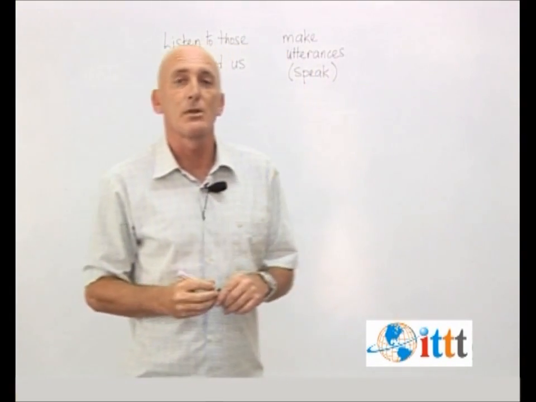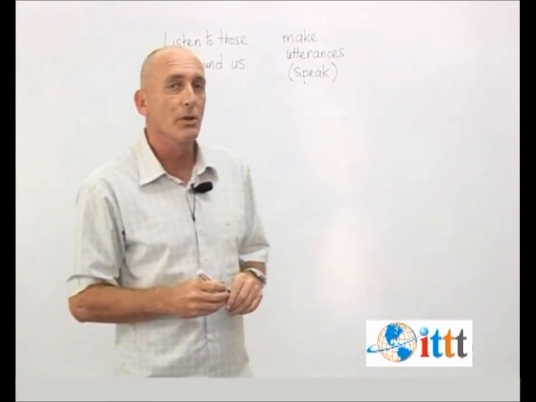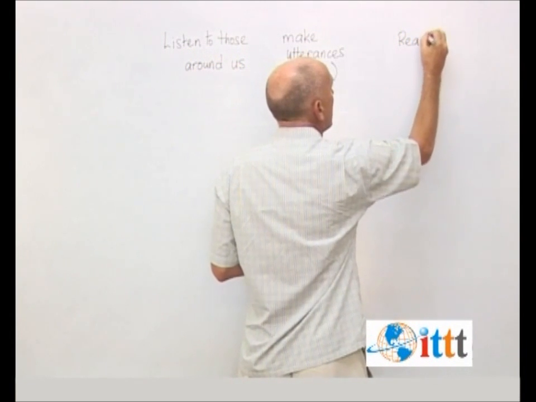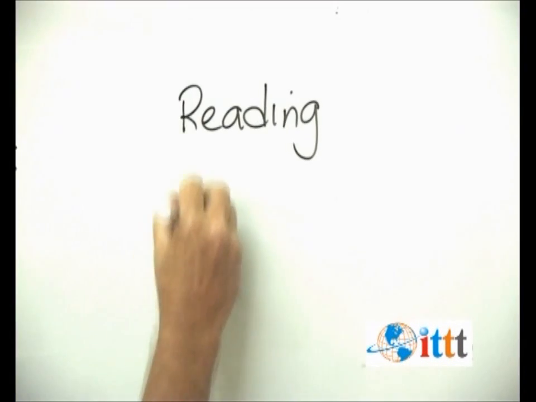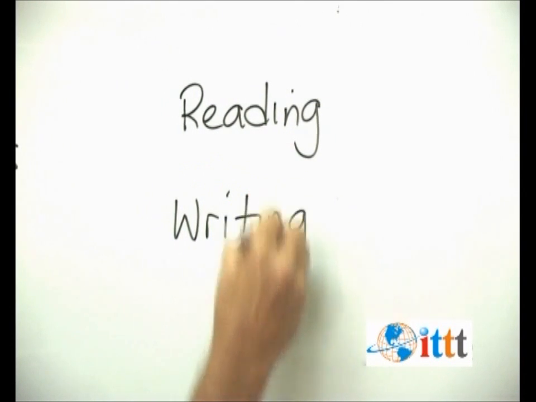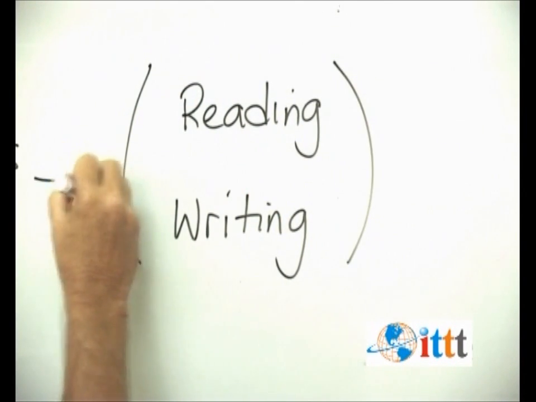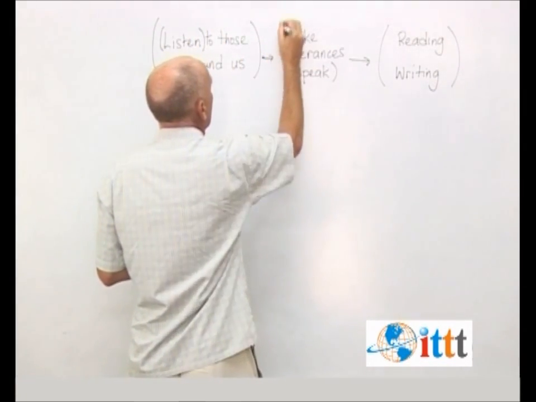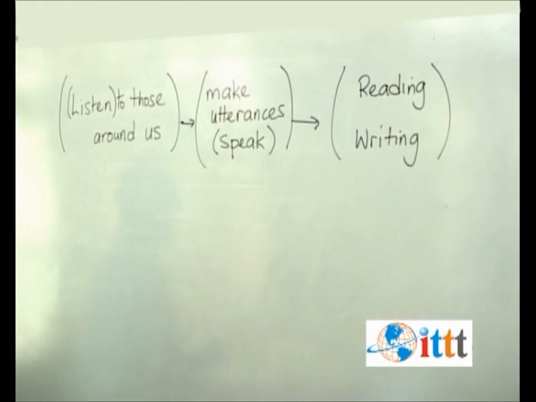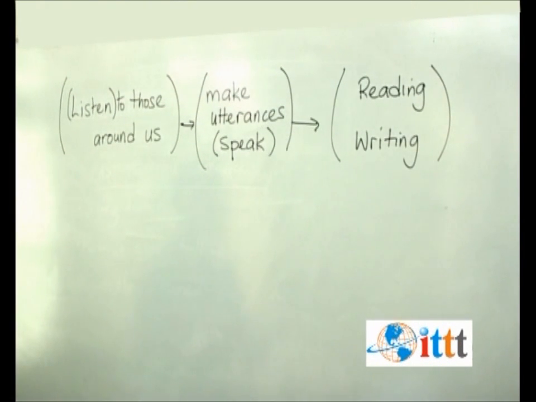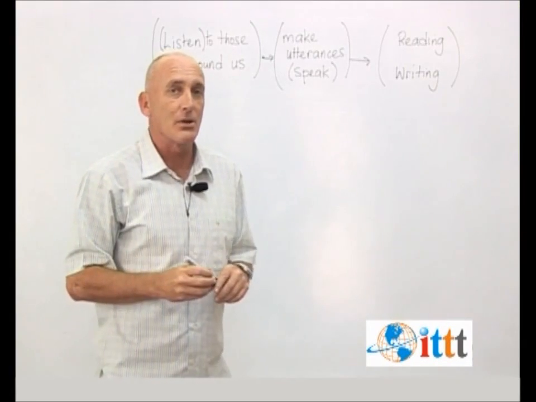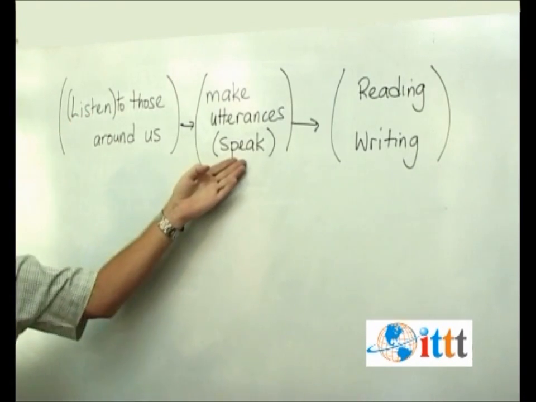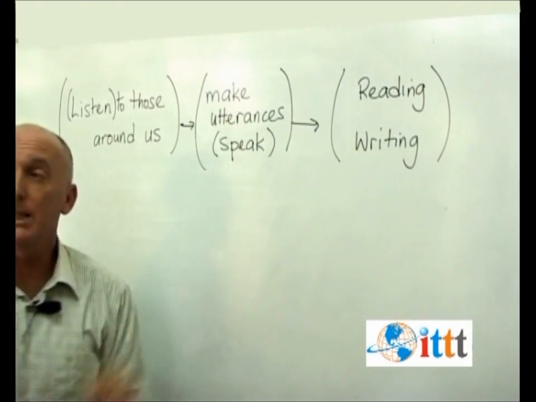Having learned to speak, to a certain extent at least, we then go on to learn how to read and to write. And this process that we go through is actually covering the four skills that we're trying to teach with our English students. So we have listening, speaking, reading, and writing.